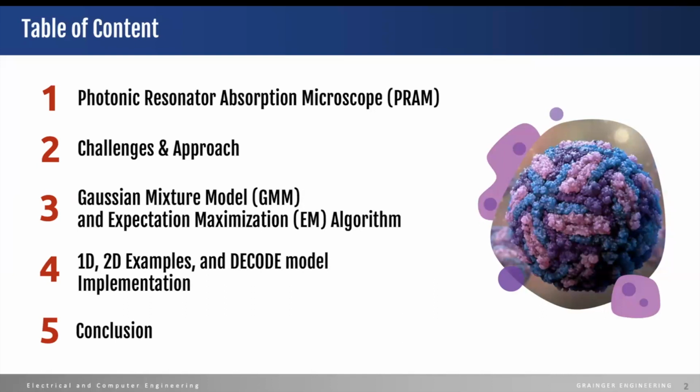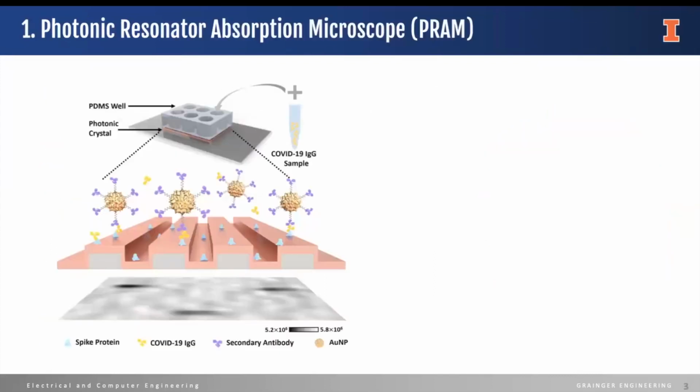The approach that I'm going to take is by utilizing the Gaussian mixture model and the expectation maximization algorithm. So I'll briefly talk about the Gaussian mixture model and the EM algorithm. After understanding the model, we'll be applying it to the 1D and 2D toy examples, as well as to the simulated image by reconstructing the DECODE model, which is a recently published work that utilizes Gaussian mixture model to address the same challenge as PREM. Lastly, I will conclude the presentation.